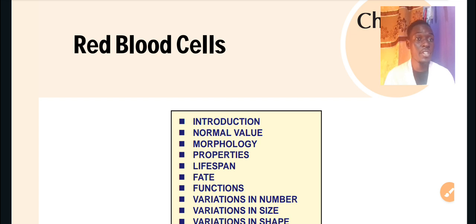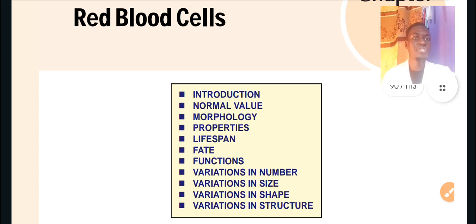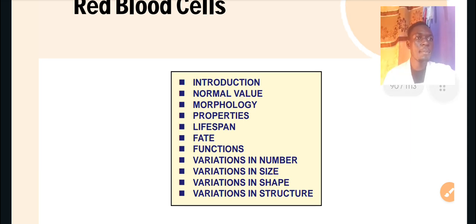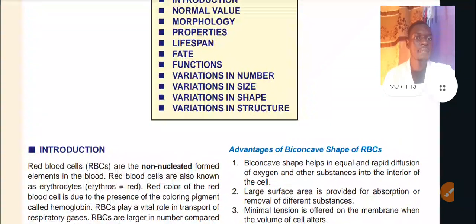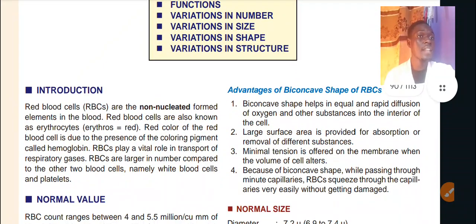Today we are going to look at red blood cells. Some of the key things we are going to look at under red blood cells are the introduction to the red blood cells, the normal value, the morphology, the properties, the lifespan, the fate, the functions, and the variations in number, size, shape, and structure.